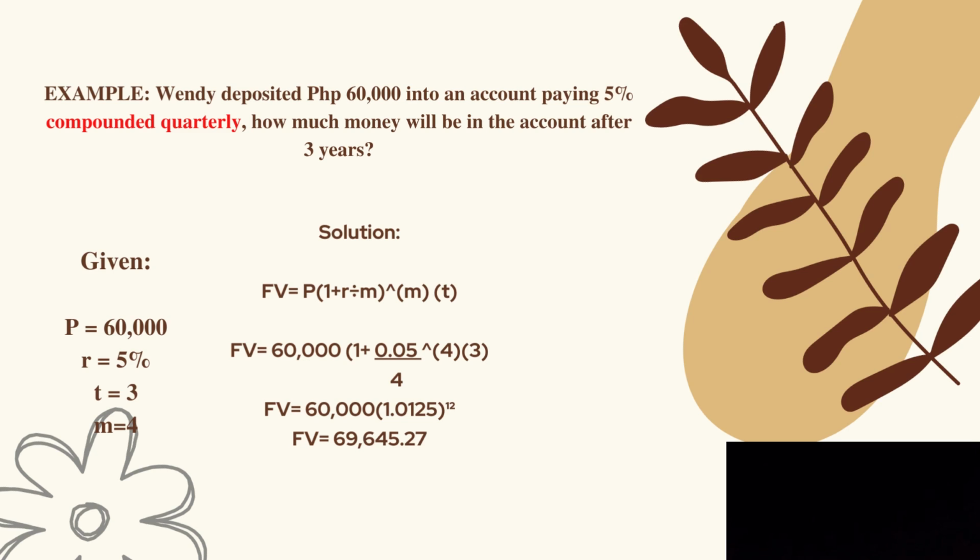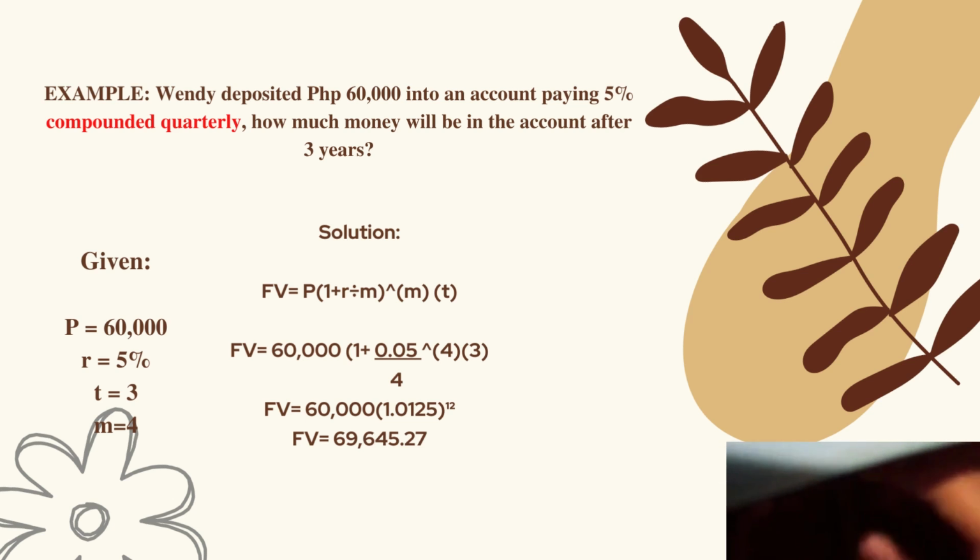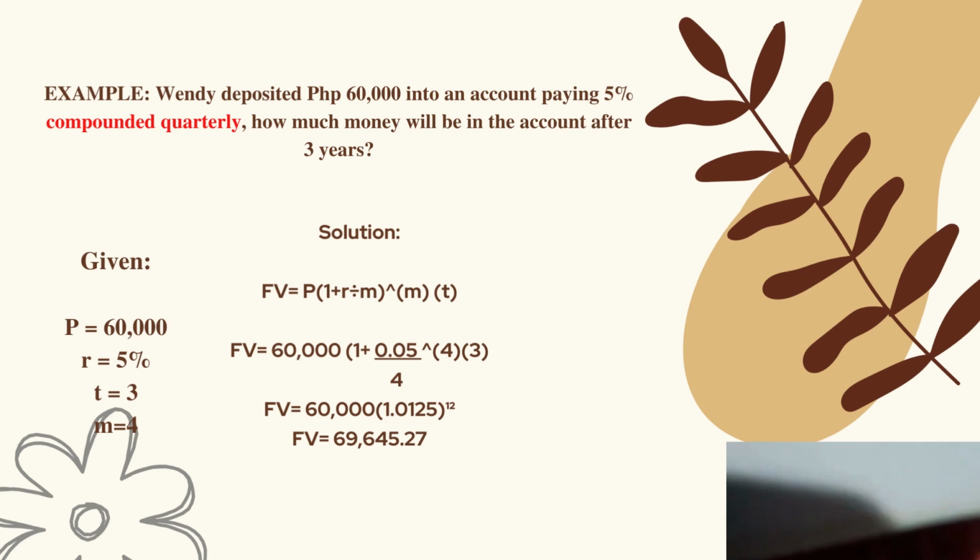So, the first thing to do is divide 0.05 by 4, and then you'll get the answer 0.0125, and then add 0.0125 to 1, and then you'll get the answer 1.0125. Then after that, multiply the exponents, which is 4 and 3. So, 4 times 3 is equal to 12. Jot them down below.